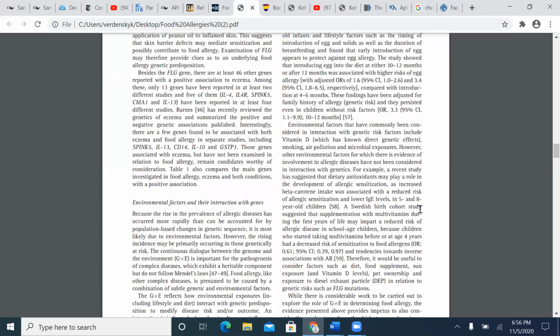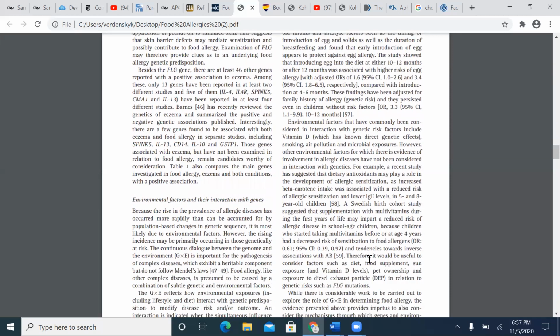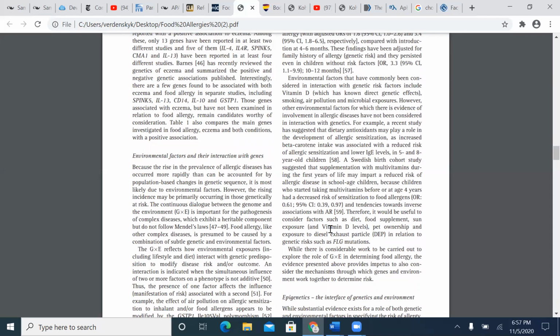A Swedish birth cohort study suggested that supplementation with multivitamins during the first year of life may impart a reduced risk of allergic disease in school-age children, because children who started taking multivitamins before or at age 4 years had a decreased risk of sensitization to food allergies. Therefore, it would be useful to consider factors such as diet, food supplement, sun exposure, pet ownership, and exposure to diesel exhaust in relation to genetic risks.